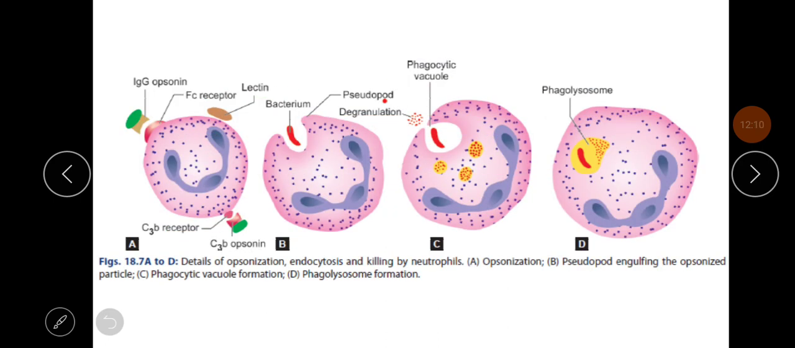So this is the detail of opsonization, where initially the organisms are endocytosed and killed by neutrophils. This is opsonization. This is the second phase, of the pseudopod engulfing the opsonized particle. Then the third stage is phagocytic vacuole formation and phagolysosome formation.